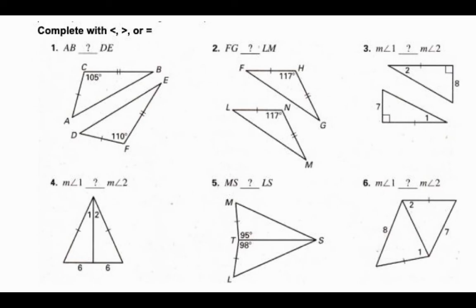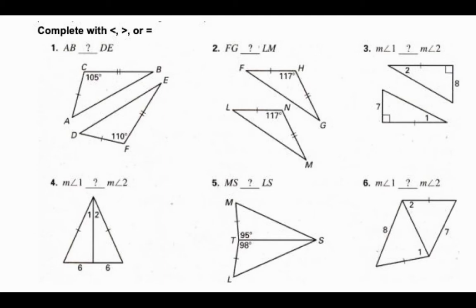Our first set of problems is completing the statement. If we have two congruent sides and information about the hinge angles, we can use the hinge theorem. If we have two congruent sides and information about the third sides, then we can use the converse of the hinge theorem. We also end up using congruent triangles and the fact that corresponding parts are congruent.